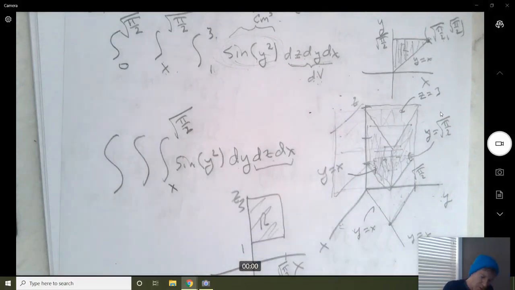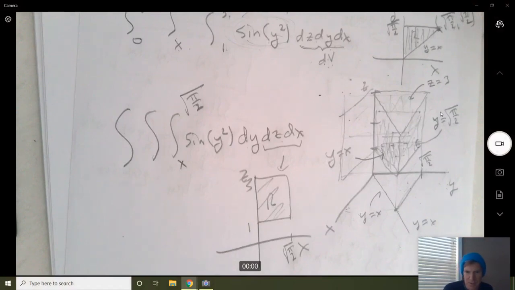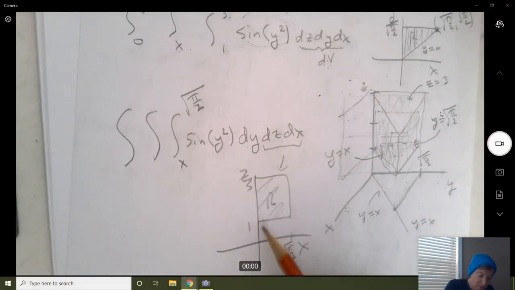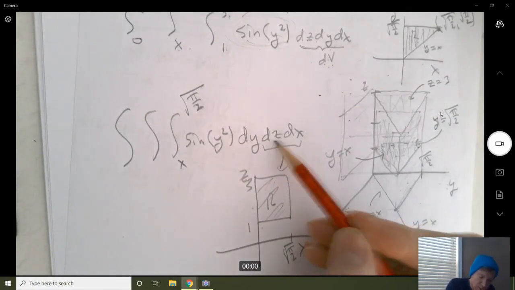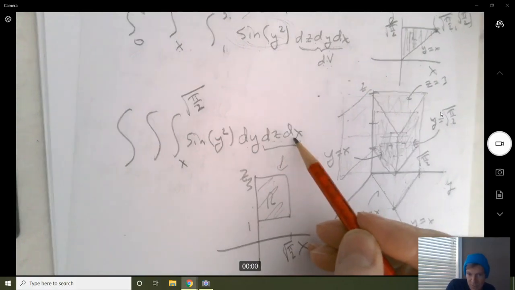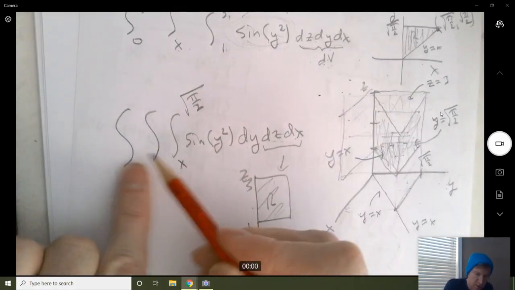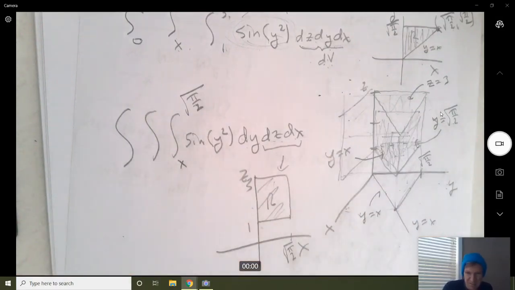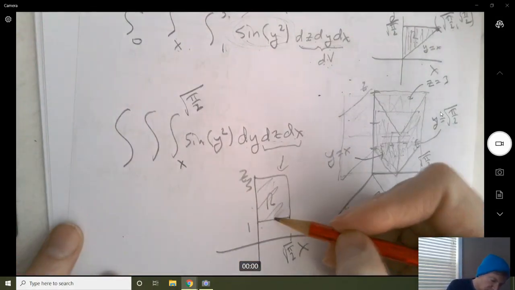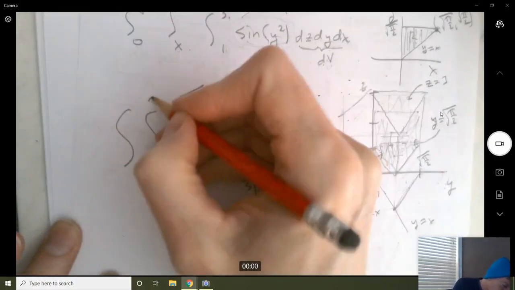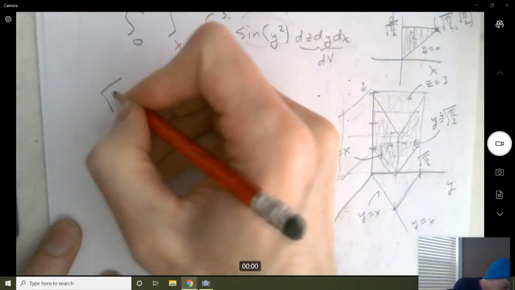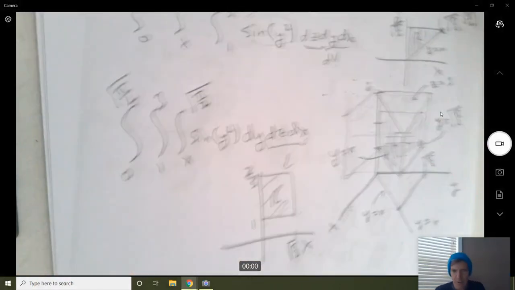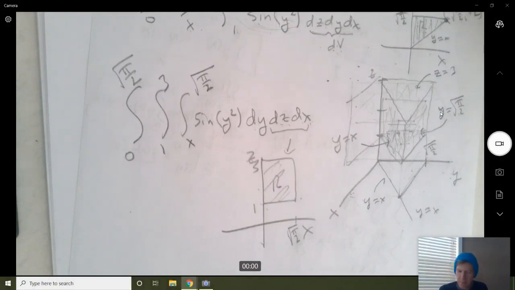So this is now our region for the dz dx. Okay, and since this is a rectangle, these are both constants and these are both constants. We could switch the order of these fairly easily, just making sure we switch these also, but they're going to be the same values. Okay, so now z would go from 1 to 3, and your x would go from 0 to root pi over 2. Okay, I think that's good for now.